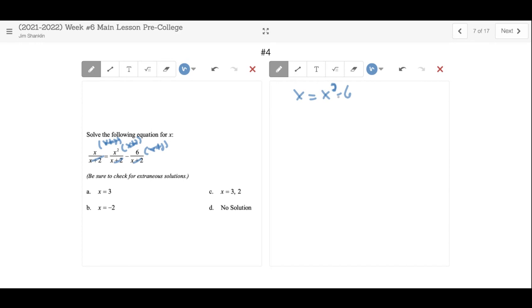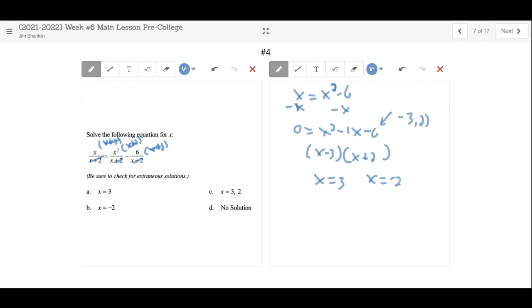Well, this is a quadratic. We always know in order to solve a quadratic, it has to be set equal to zero. I'm just going to subtract an x from both sides. So I'm left with 0 is equal to x squared minus 1x minus 6. Now, this is an easy problem to factor, so I'm just going to factor it. What two numbers multiply to negative 6 and add up to negative 1? Well, negative 3 and 2. So I've got x minus 3, x plus 2. So x equals 3 is a solution, and x equals negative 2 is a solution.